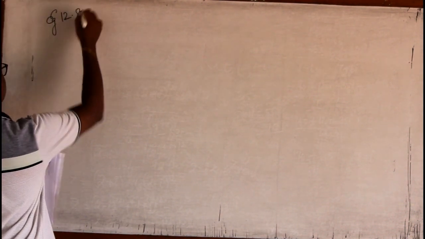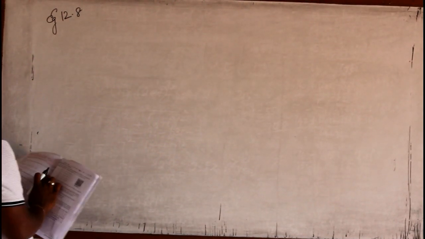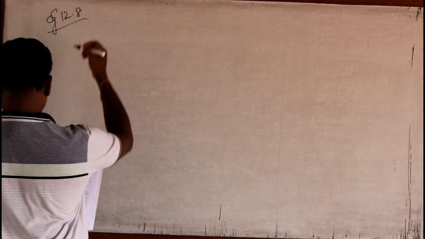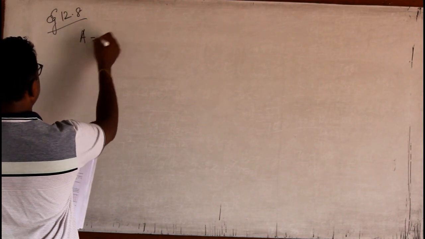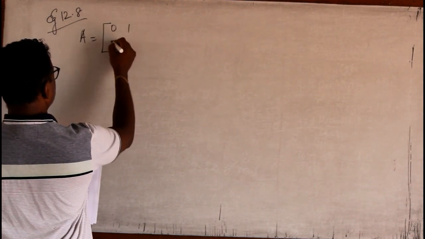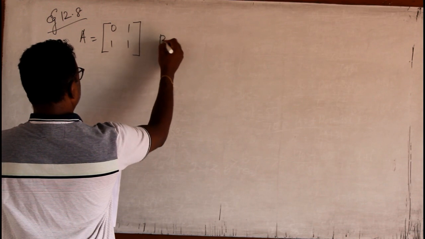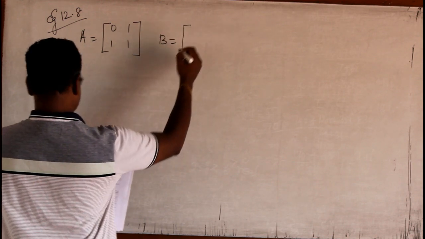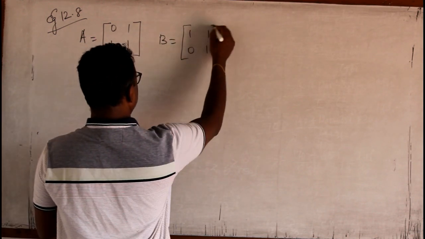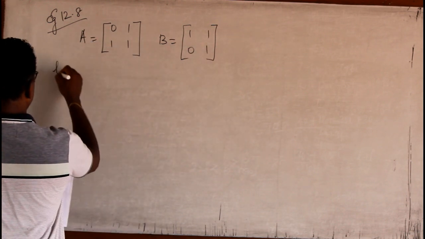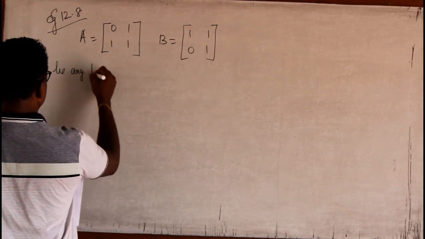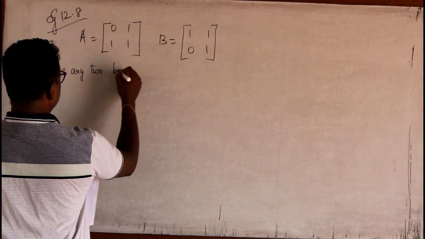Example 12.8. This is the problem dealing with what we used to call Boolean matrices. Just listen to me. Let a equal to [0, 1; 1, 1], b equal to [1, 1; 0, 1], any two Boolean matrices.